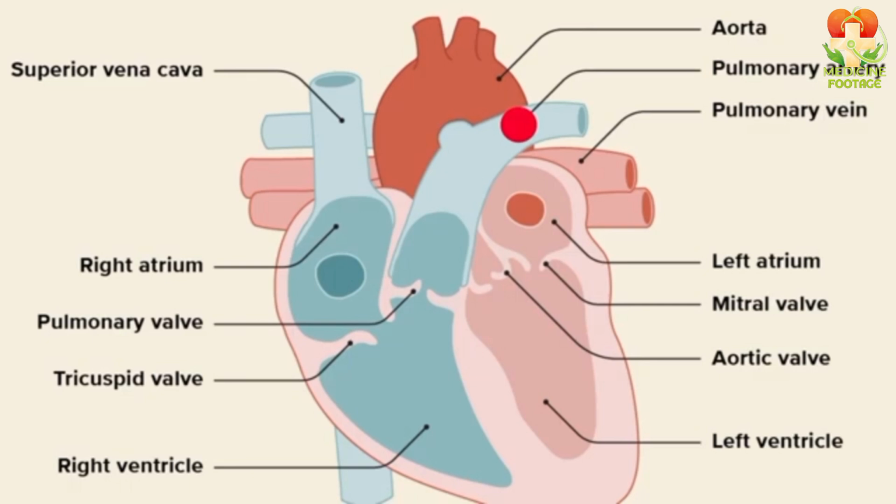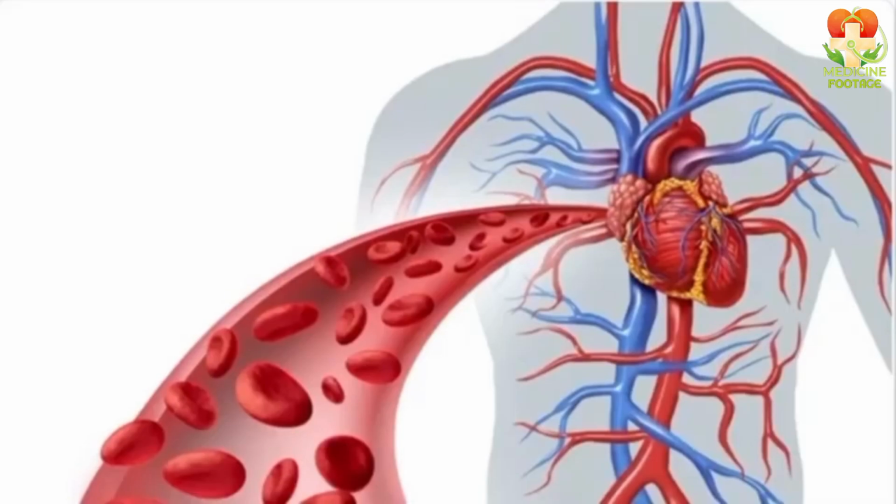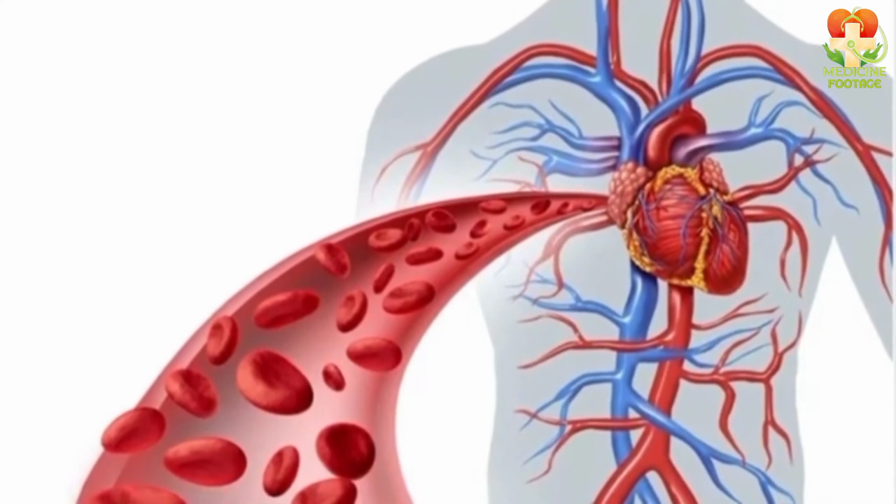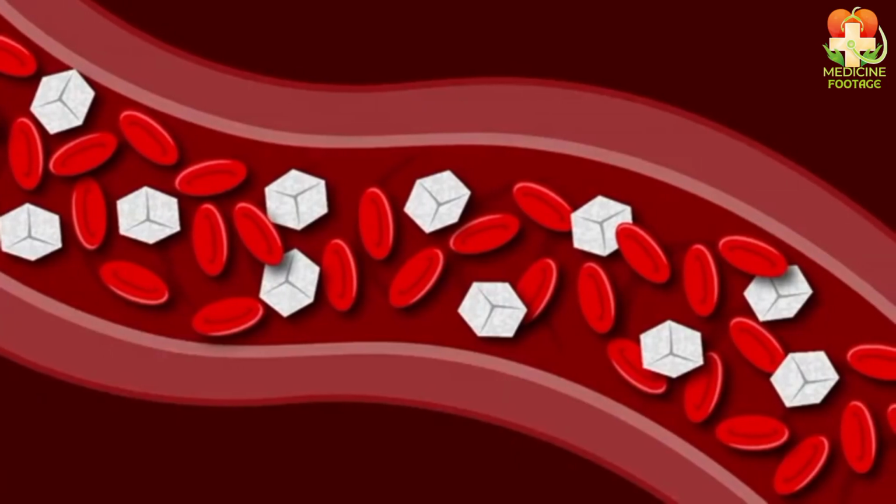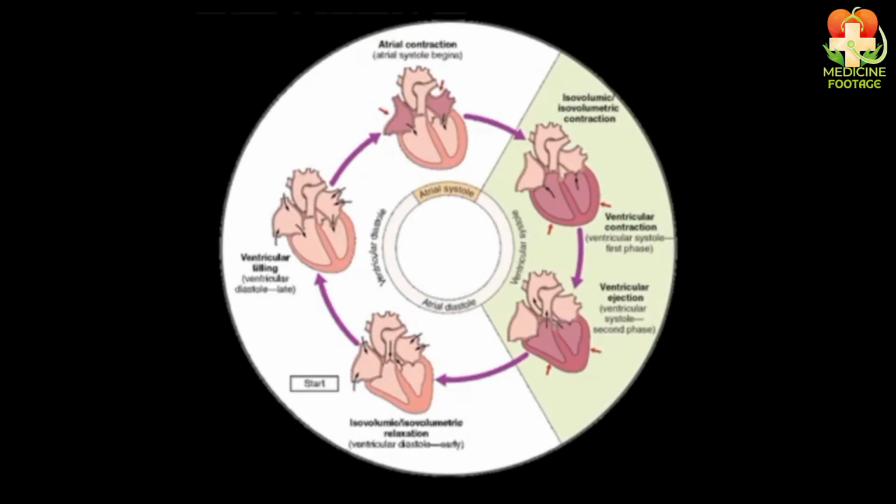Initially, this was deoxygenated blood. Now, once oxygenated, it returns to the heart through the pulmonary veins and enters the left atrium. When the blood enters the left atrium, it moves through the mitral valve into the left ventricle. After reaching the left ventricle, it flows through the aortic valve into the aorta, from where it is supplied to the entire body. This blood supplies the body with glucose, nutrients, and oxygen. So, this is the complete cardiac cycle.